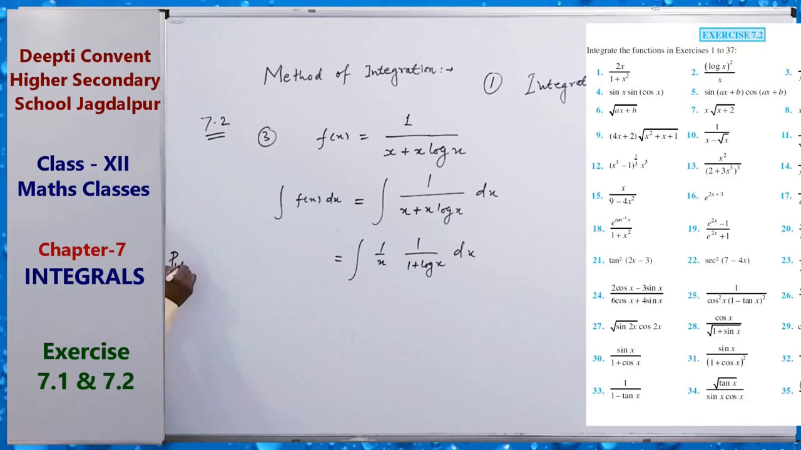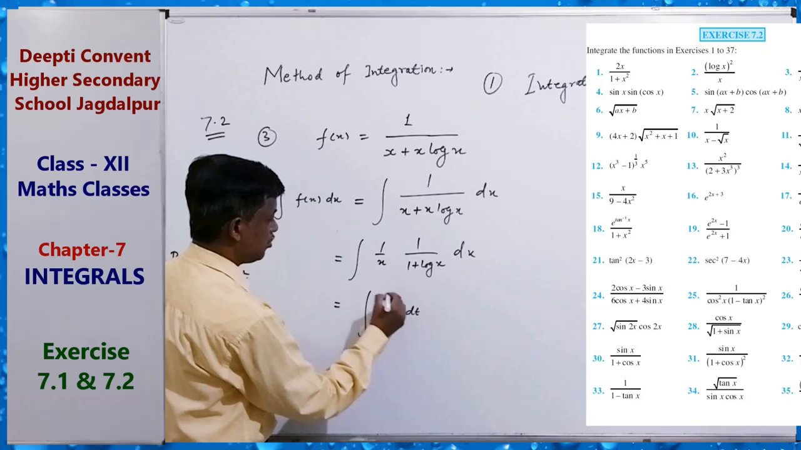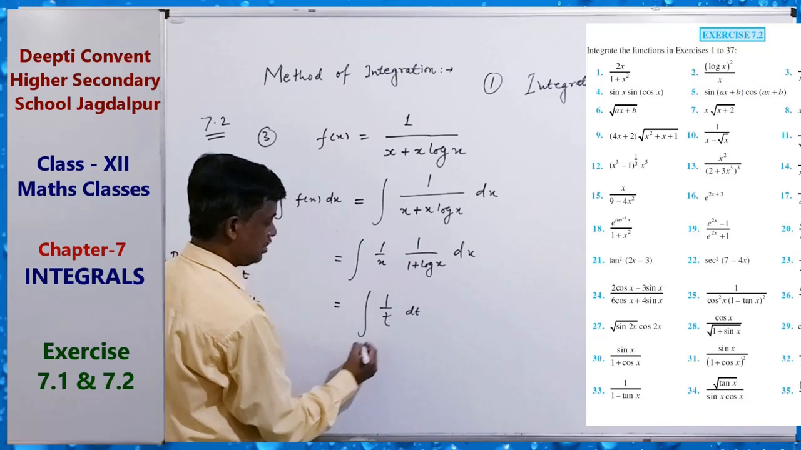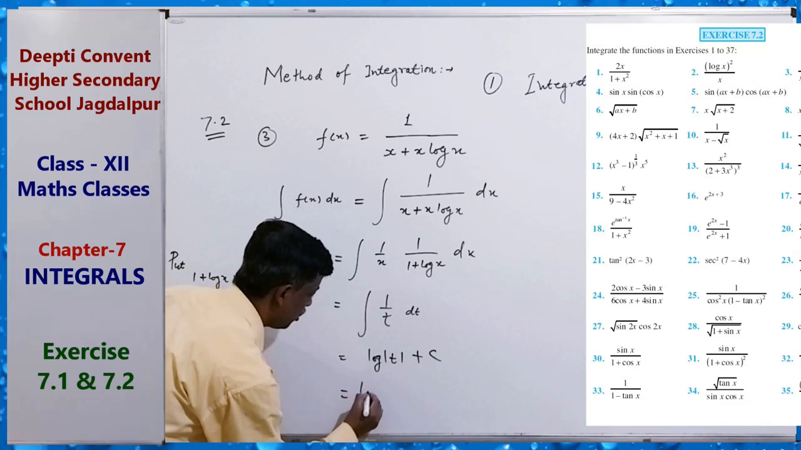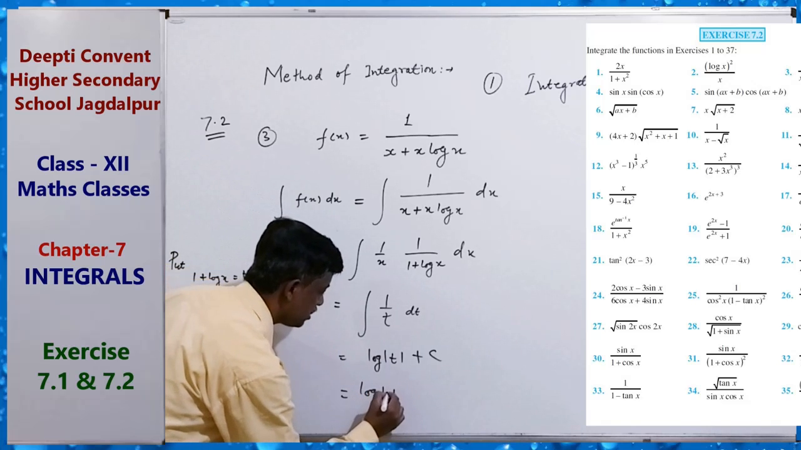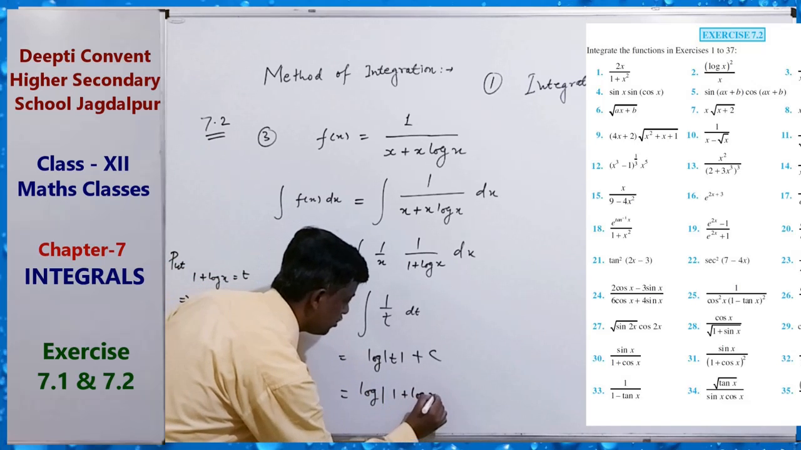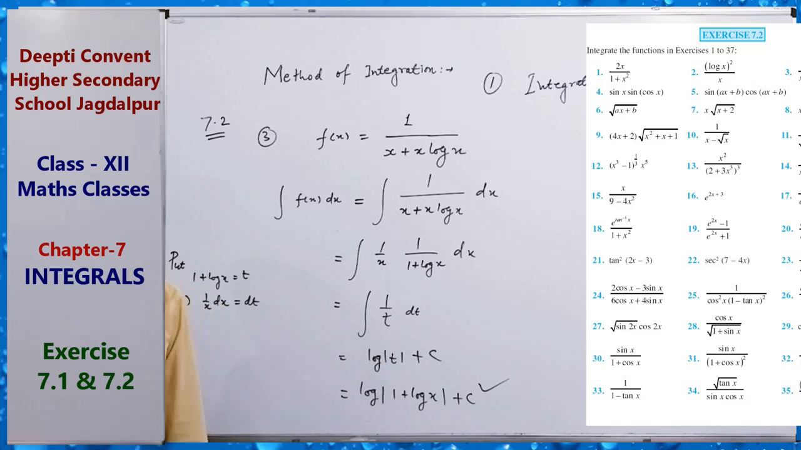So we can put the substitution 1 plus log x equals t. So we get, the derivative of 1 is 0, of log x is 1 by x, dx equals dt. So 1 by x dx equals dt. That is the integral of dt by t, that is log of mod t plus c. T means 1 plus log x, plus c. So this is the integration: log of mod 1 plus log x.